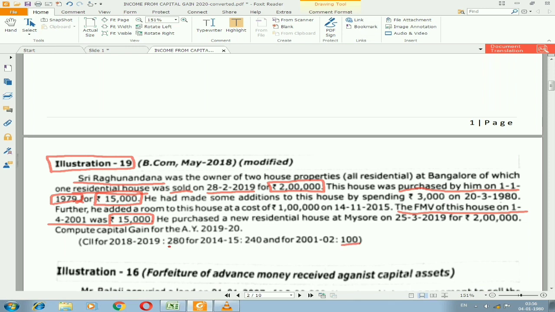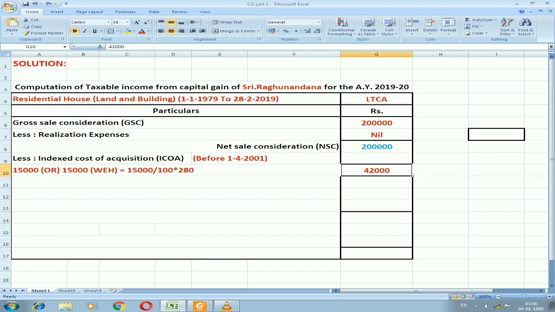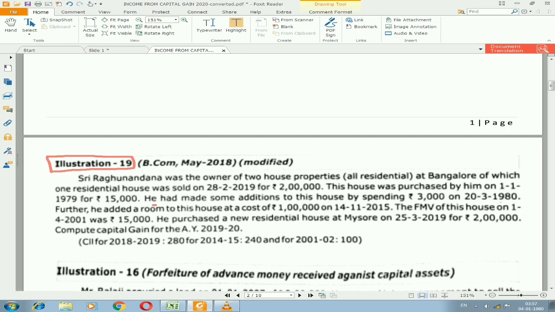In the sense, the 2001-02 index number is 100 and the 2018-19 index number is 280, which will be already given. 15,000 divided by 100 into 280, I'll get an amount of rupees 42,000. So after calculating the index cost of acquisition, next we require the index cost of improvement.